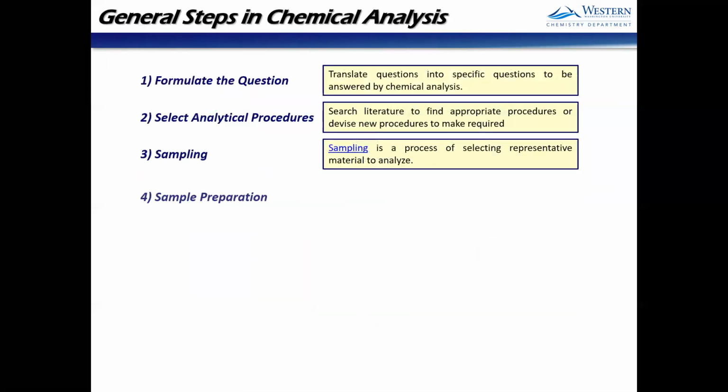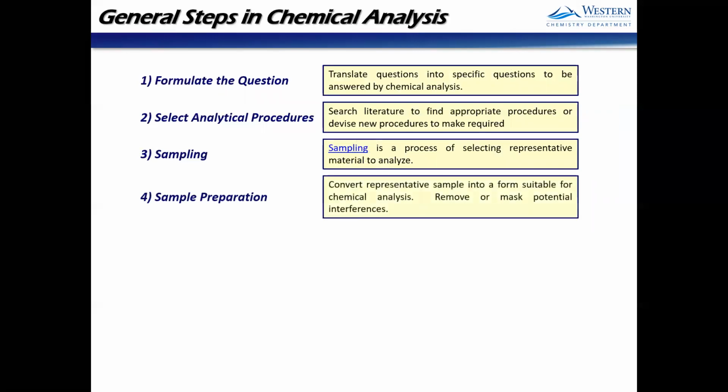Okay. After you get the sampling, you need to prepare the sample for analysis, because when you have the sample, it's not necessarily very pure. You have a lot of other stuff. How can you remove or minimize other interferences? This is what you need to do to prepare the sample. After that, you can do the analysis.